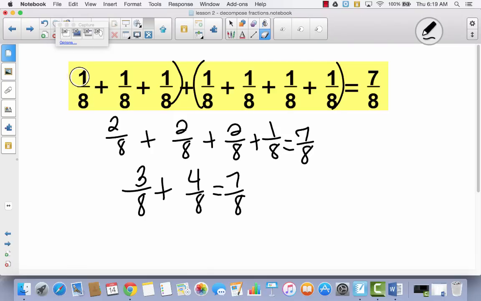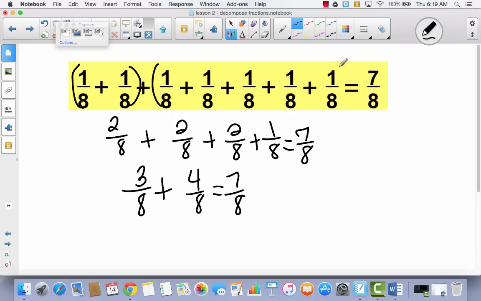Okay, what if I did this? What if I did parentheses around 2, and then I did parentheses around the rest, so it looks like this? So that would be 2/8 plus 5/8 equals 7/8. So you kind of get the idea.